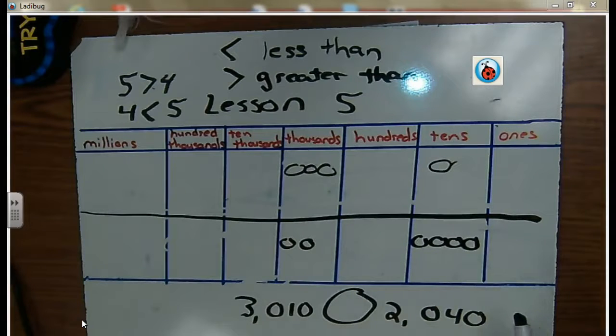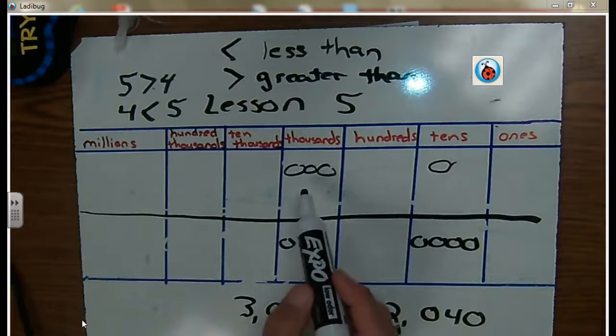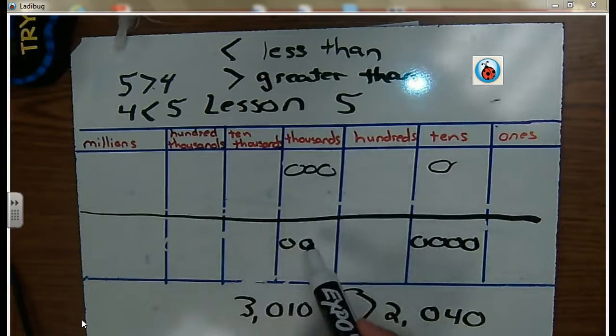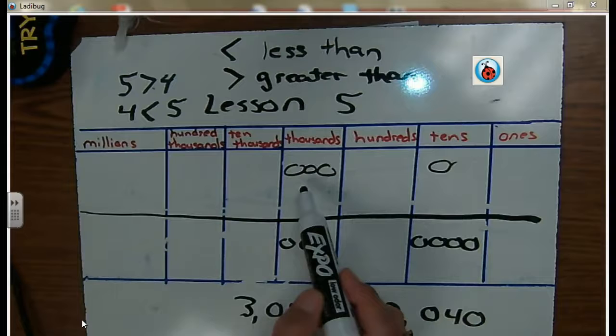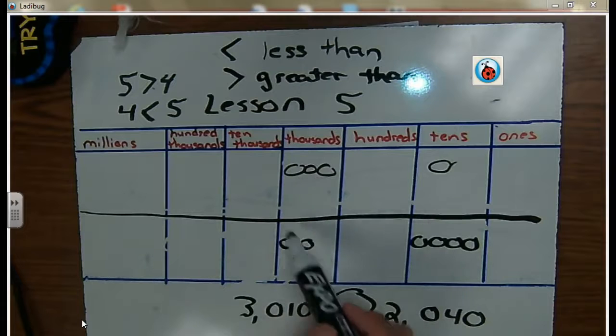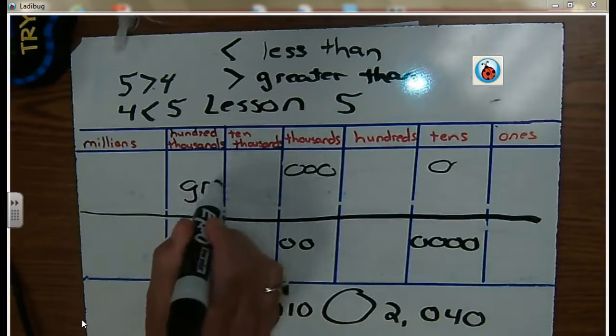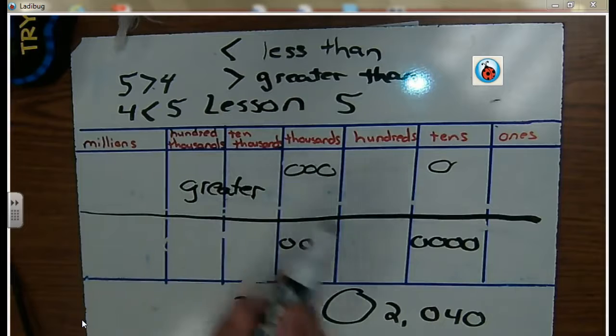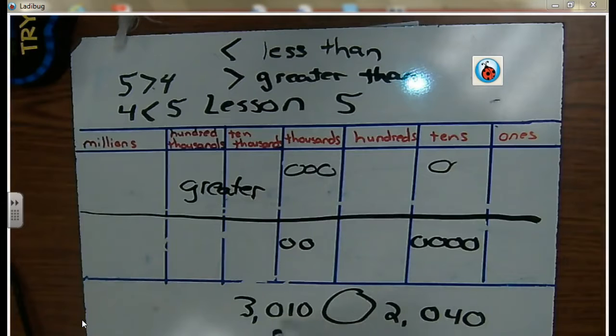And if I'm going too fast, you can always rewind. You can always listen to this again. Okay? So, my thousands place is the greatest place value that I have in these two numbers. So, I'm going to start with that number. There's 3 here and 2 here, which means this is the greater. So, 3010 is greater than 2040.